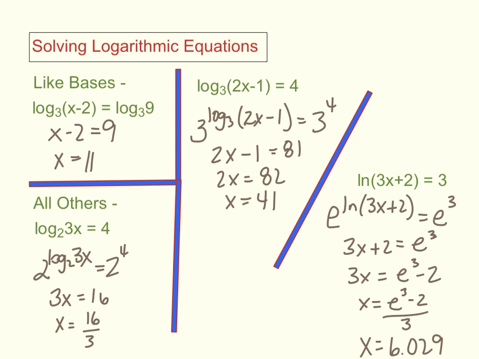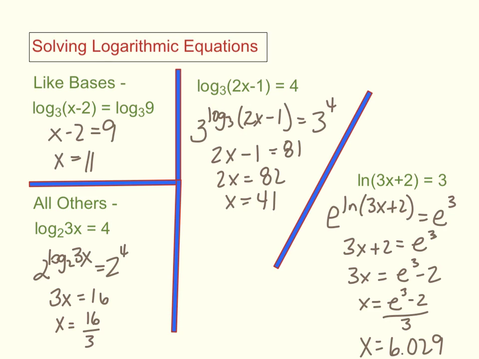In all the others, we're going to take this base 2, and we're going to raise both sides of the equation to that base. Here you can see this is a log base 3. We raised them both with a base of 3. Here it's natural log, so we took e and raised everything to the e power. And we simplify from there. So 2 times the log base 2 of 3x, the 2 and the log 2 cancel out, and so I have 3x, 2 to the 4th is 16, divide both sides by 3, and x equals 16 over 3.